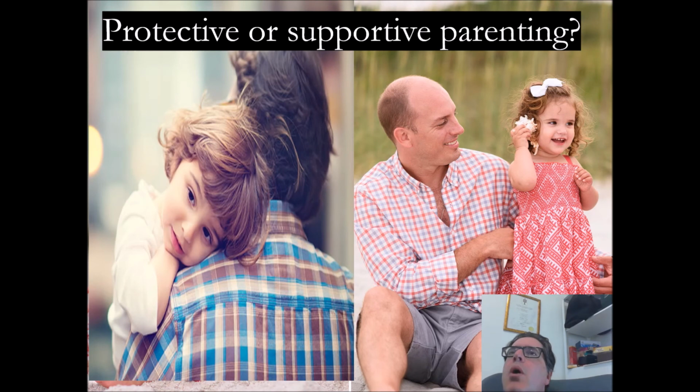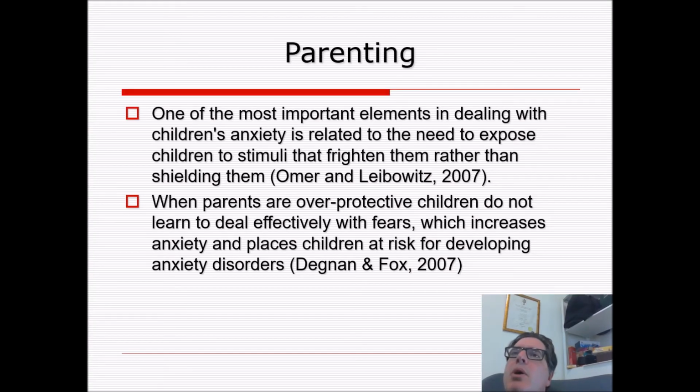So we need to always consider whether parenting is protective or supportive, and of course leaning towards the supportive and not the protective. So the best way to help kids develop independence is to support them and tell them you can do it, and not to overprotect and not to over frighten them with the dangers of this world. So parents need to expose children to stimuli that frighten them rather than shielding them.